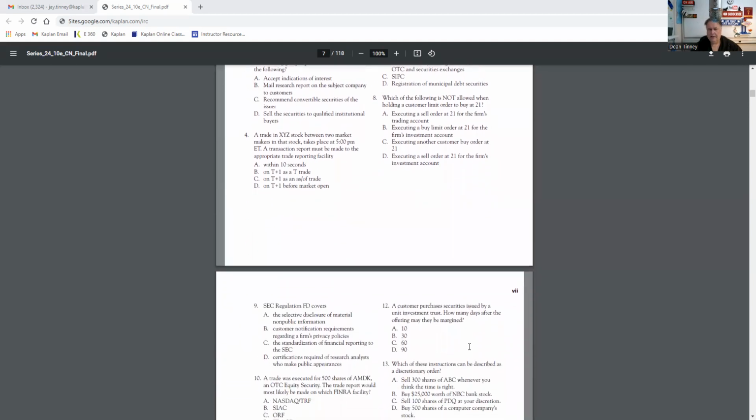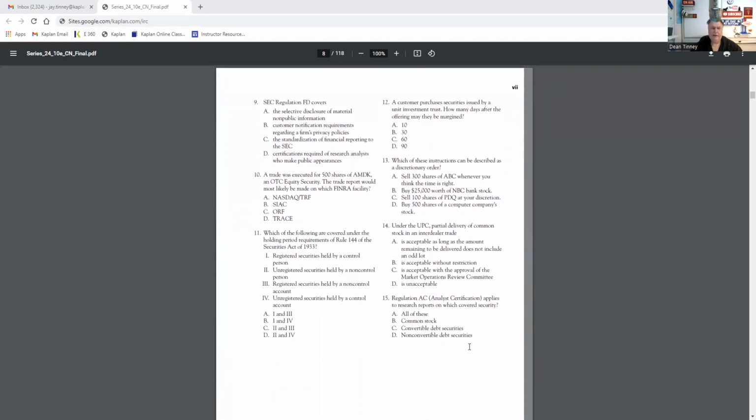Which of the following is not allowed when holding a customer limit order at 21? This is called limit order protection. So we call these the Manning rules because Mr. Manning got so upset, he filed a class action lawsuit. And a lot of the rules you're getting tested on are a result of the settlement of that. Anyways, what Mr. Manning is going to be upset about is if I buy it for myself, for my inventory, at 21 or less when I'm actually holding his order, right? So the answer here is B as in boy.